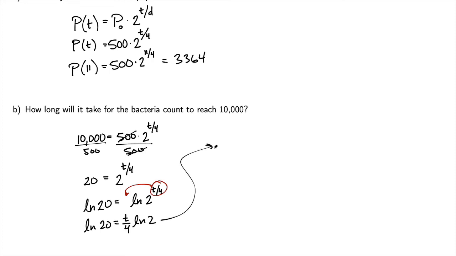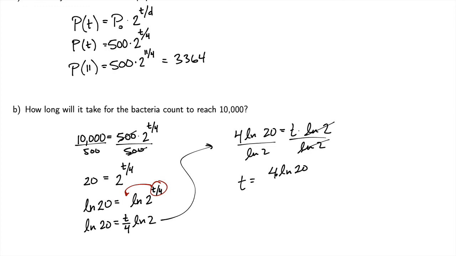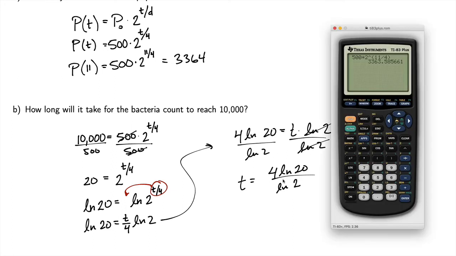Now to solve for t, I can multiply both sides by 4. So 4 natural log of 20 equals t times the natural log of 2. And then divide both sides by the natural log of 2. That gives us t is 4 natural log of 20 divided by the natural log of 2. Now this is what I need to plug into my calculator.